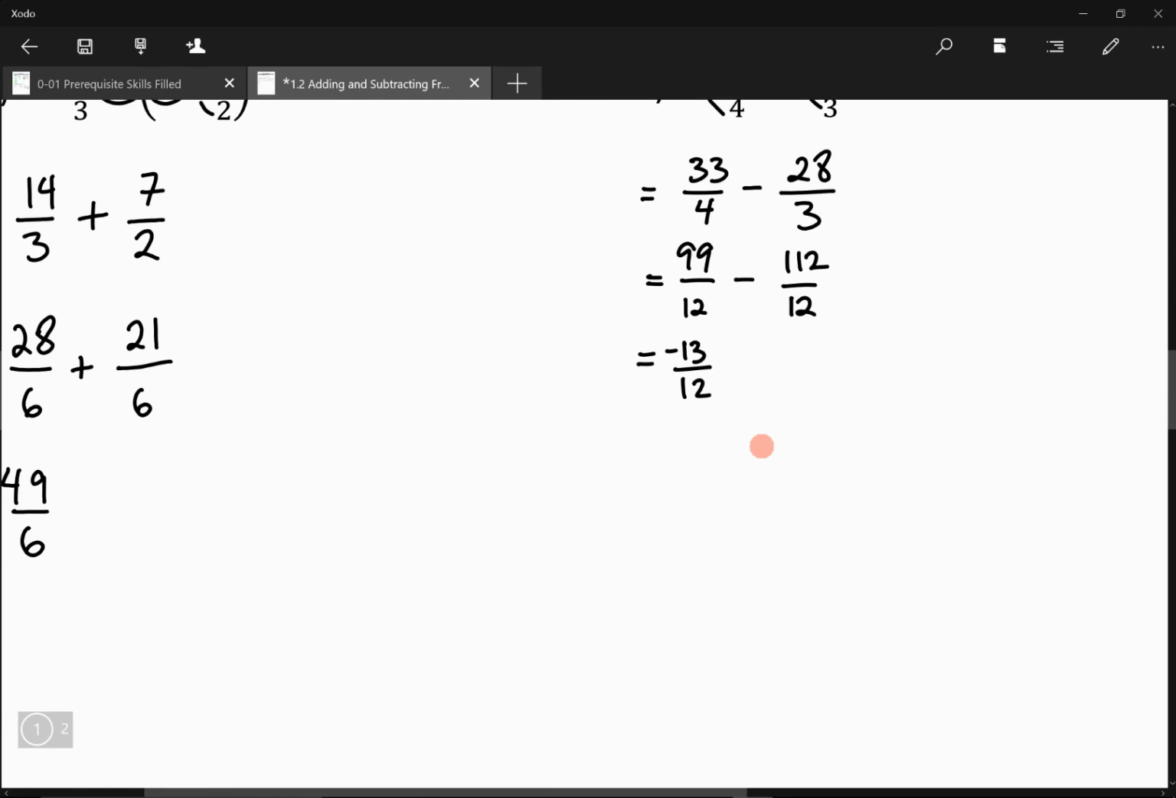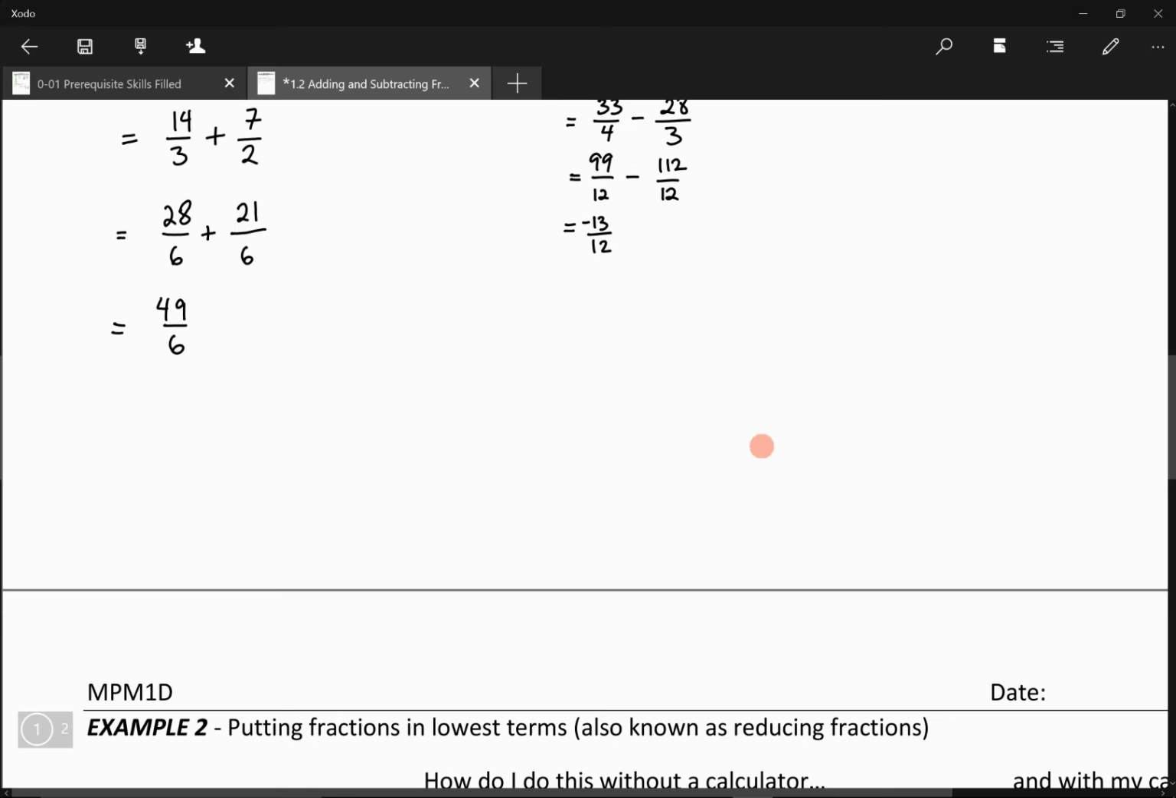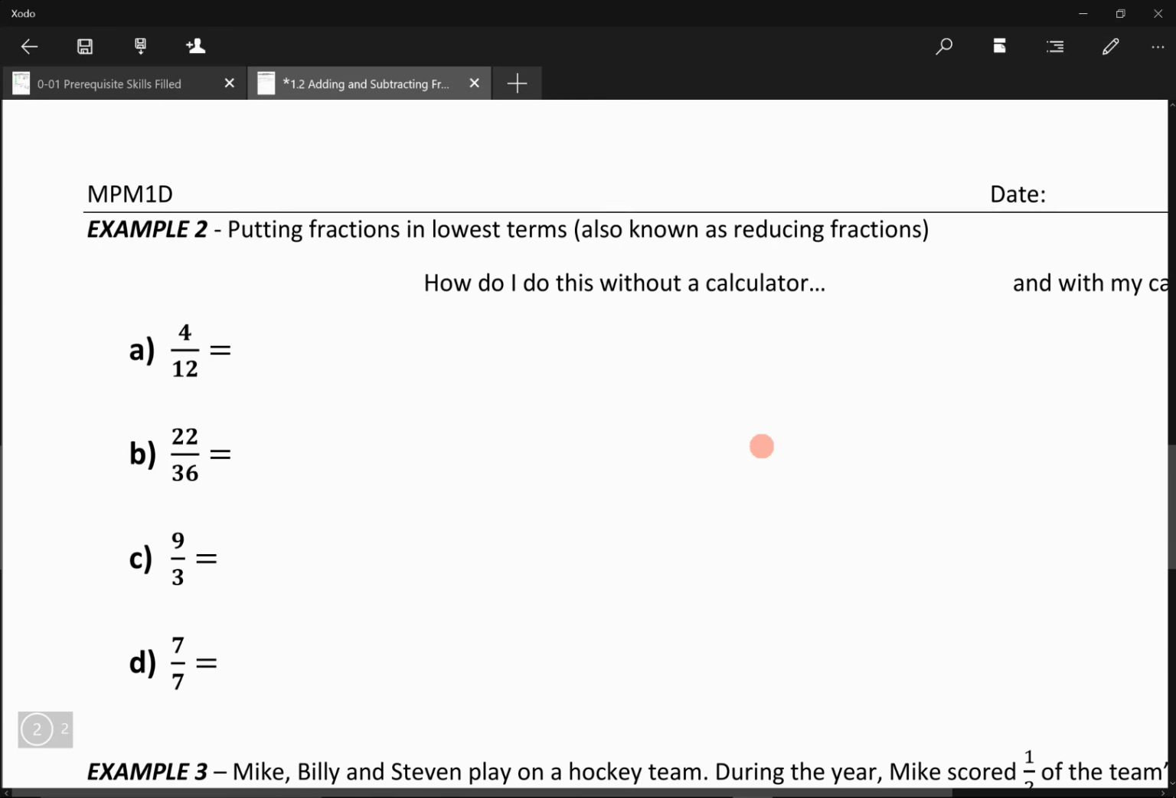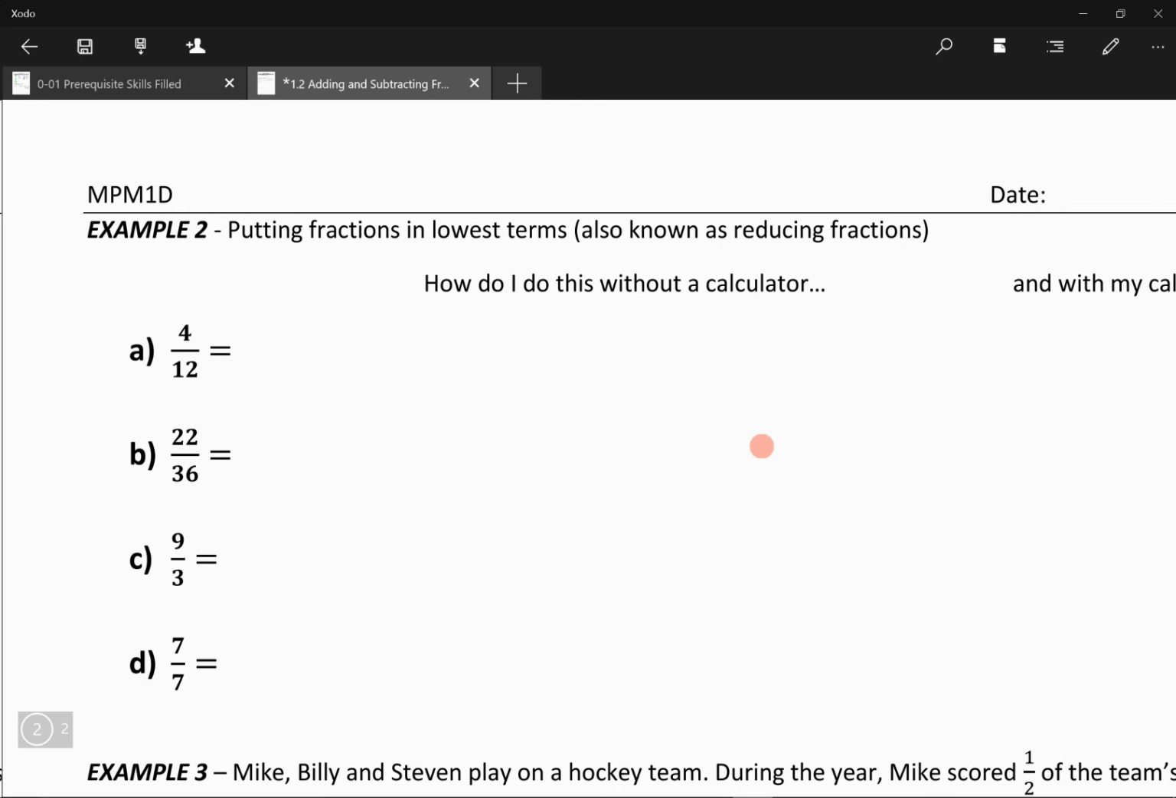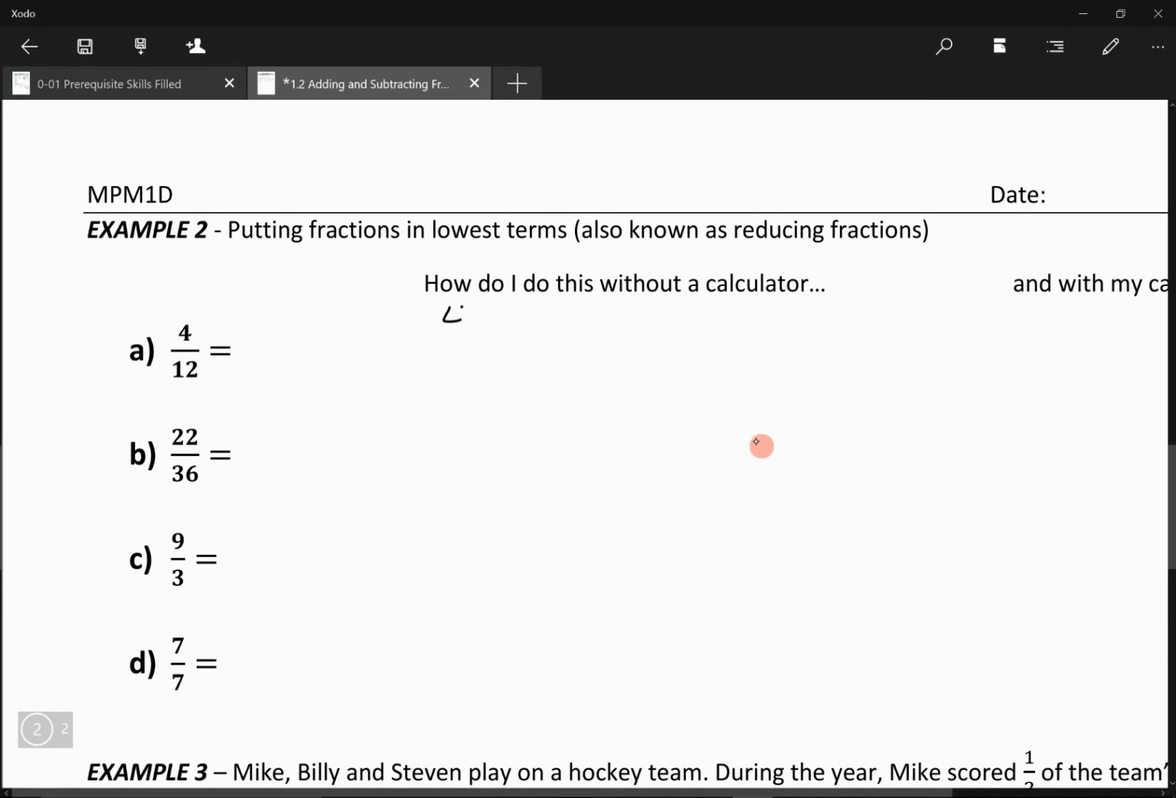Okay. Moving on to my next part here, example number 2, putting fractions in lowest terms, also known as reducing fractions. Okay, so 4 over 12. How do I do this without a calculator? Well, if you look at 4 over 12, it's like a little number sense. If you divide by your numerator, 4, and you divide the bottom by 4 as well, whatever you do in the top, you do in the bottom.